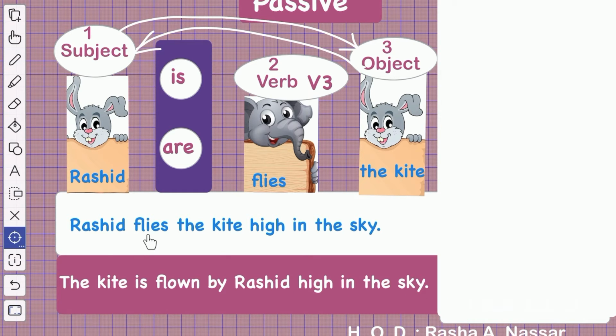Rashid flies the kite high in the sky. It will be in the passive. The kite is flown by Rashid high in the sky. Let's see another example.